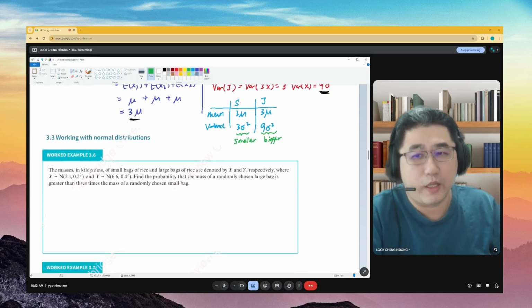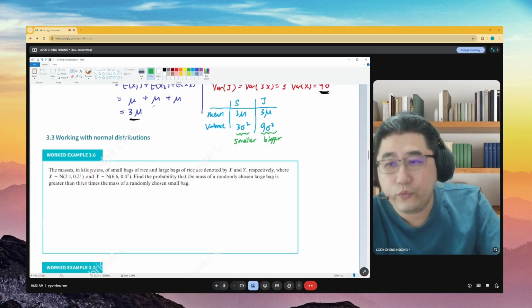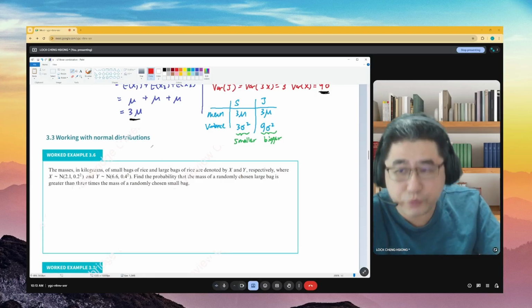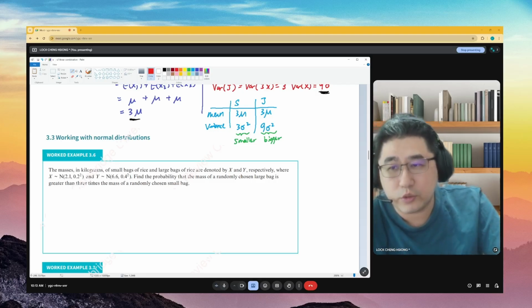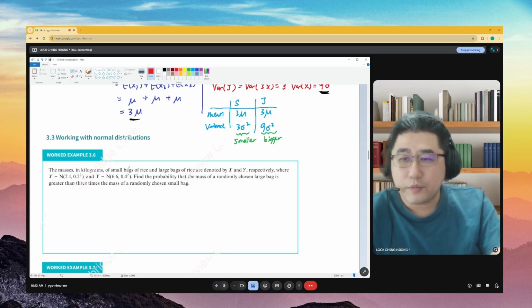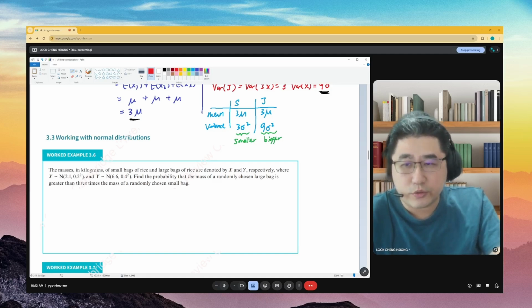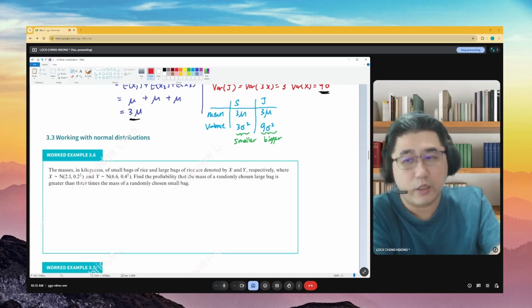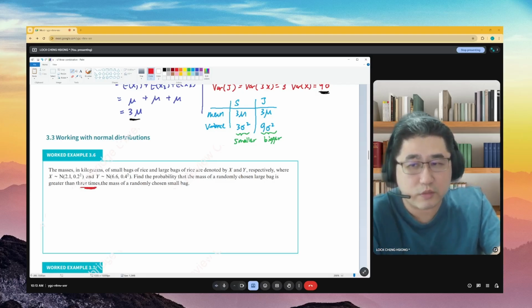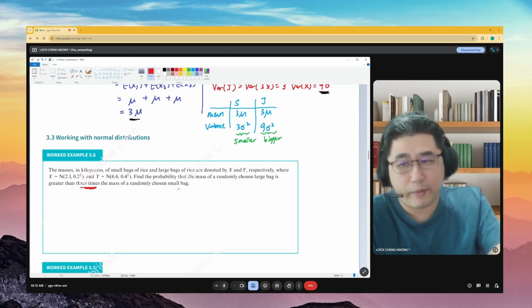Okay, next example. What if we have a normal distribution? The mass in kilograms of a small bag of rice and a large bag of rice are denoted as x and y respectively, where x is normally distributed like this, and y is normally distributed like this. Find the probability that the mass of a randomly chosen large bag is greater than 3 times, so this one is multiple, the mass of a randomly chosen small bag.